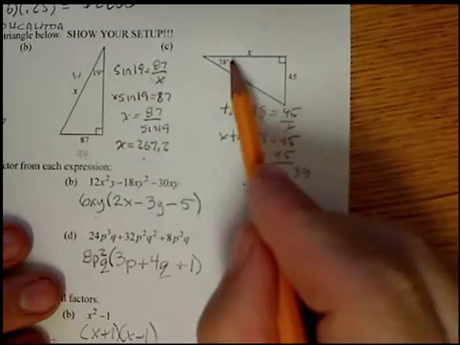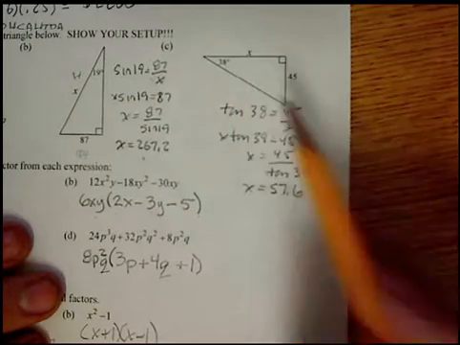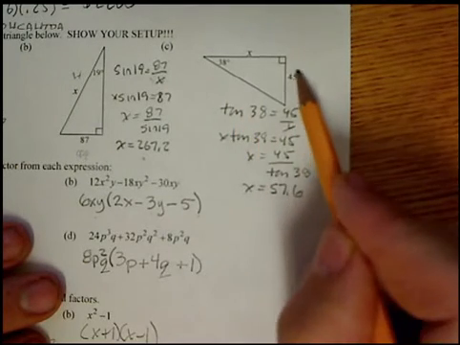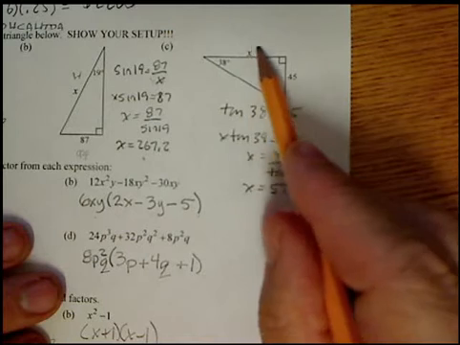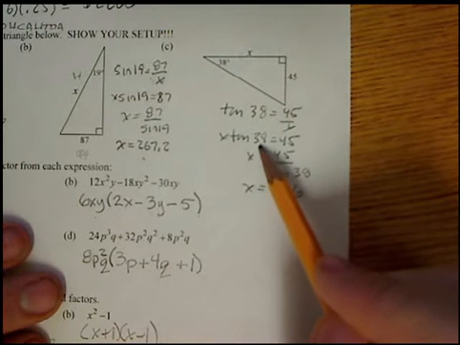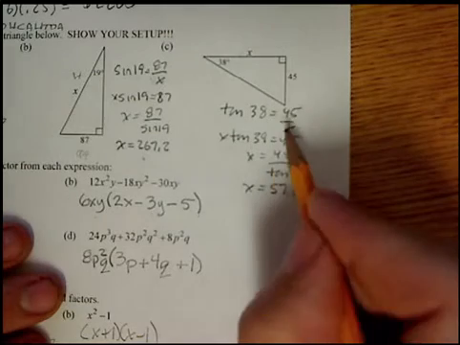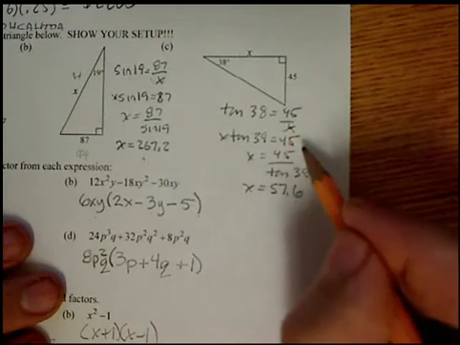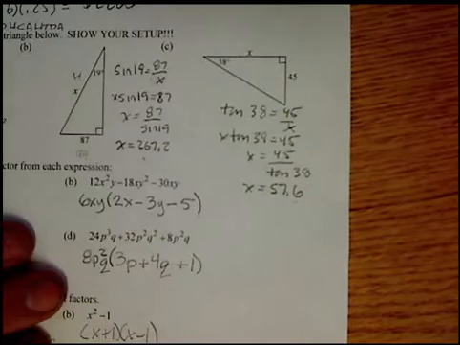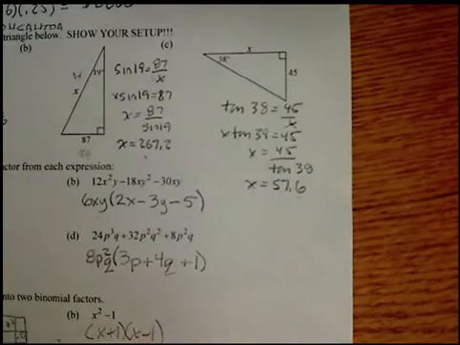Okay, for this one, we have the opposite side and adjacent, so that's tangent. So tangent of 38 is equal to opposite, which is 45, over adjacent, which is x. Cross multiply, you get x tangent 38 equals 45. Divide by tangent of 38. 45 divided by tangent of 38 is 57.6.